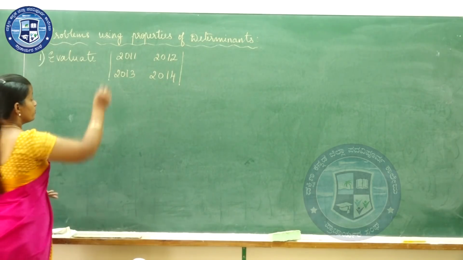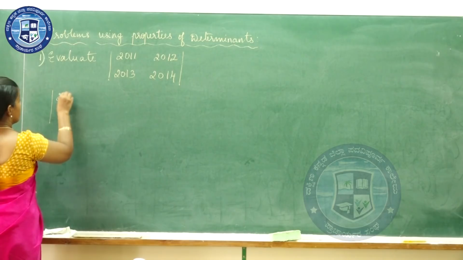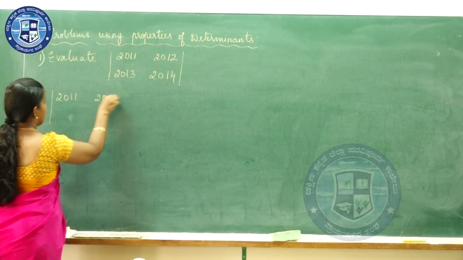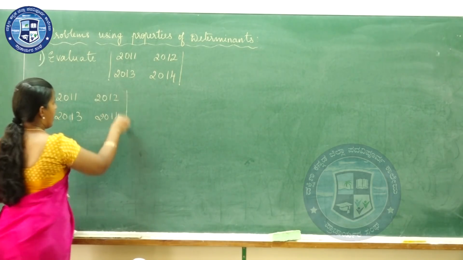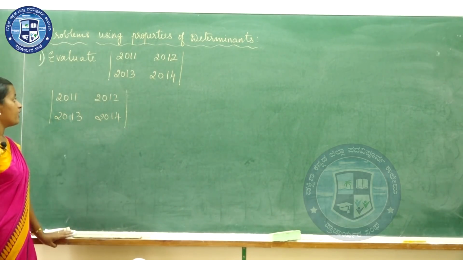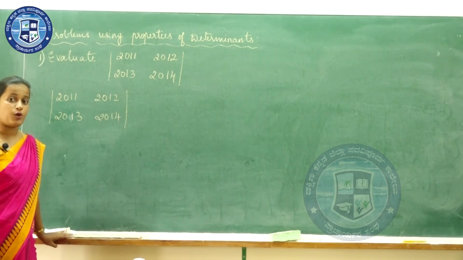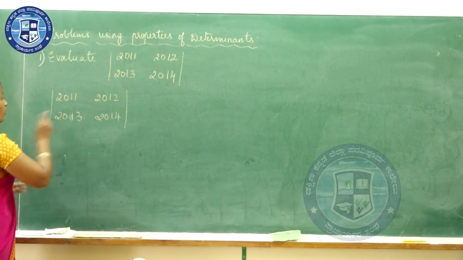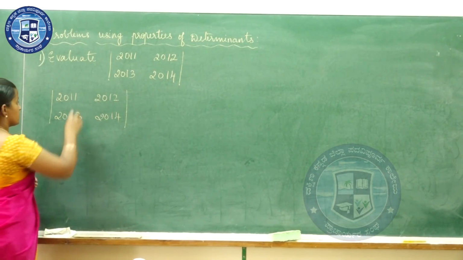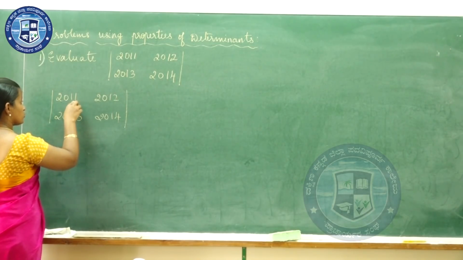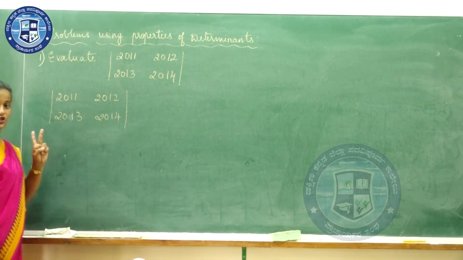Now, how to use the properties and solve this determinant? So, let me consider 2011, 2012, 2013, 2014. I will use the properties, especially property number 6. I told you property 6 is important in solving the problems. If you observe here, there is a common difference. 2013 minus 2011 is 2. 2014 minus 2012 is also 2.